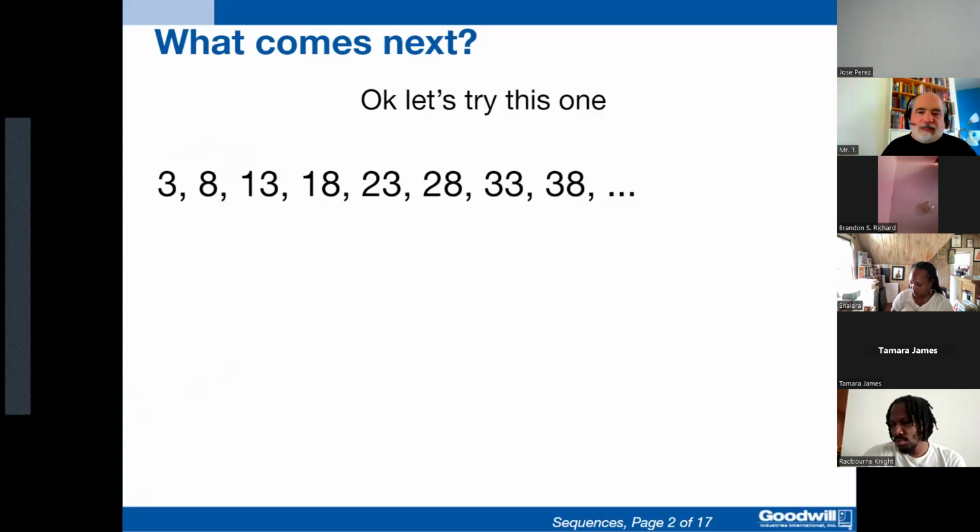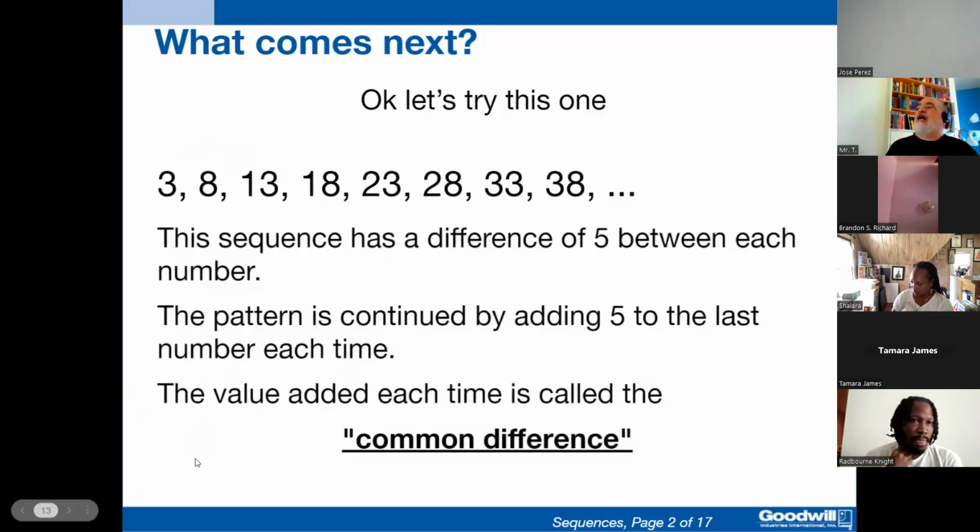Okay. So let's see this one. This sequence has a difference of 5. So we're adding 5 each time. So therefore it's a common difference. And yes, it's an arithmetic sequence. Okay. Questions on that one?